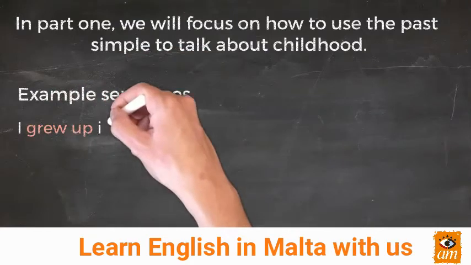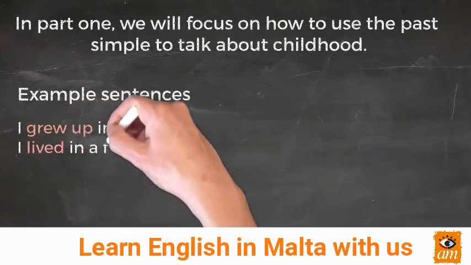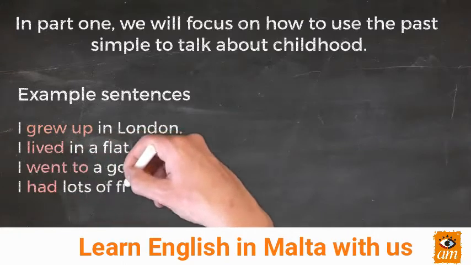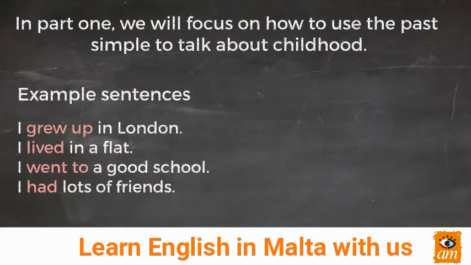Example sentences. I grew up in London. I lived in a flat. I went to a good school. I had lots of friends.